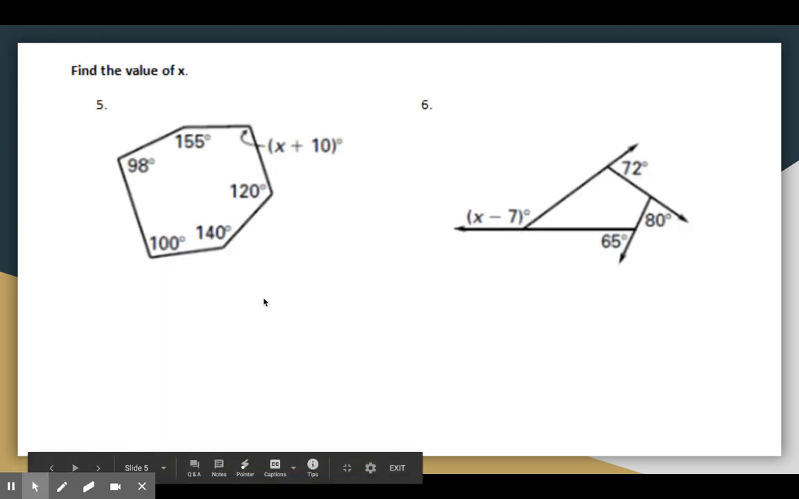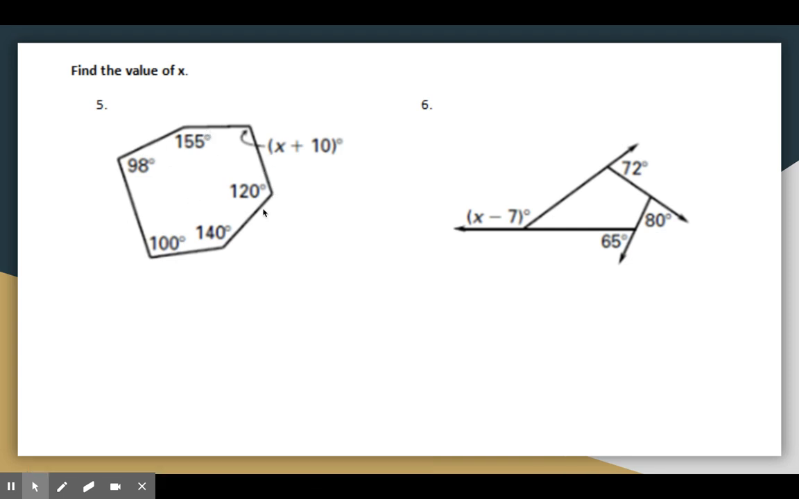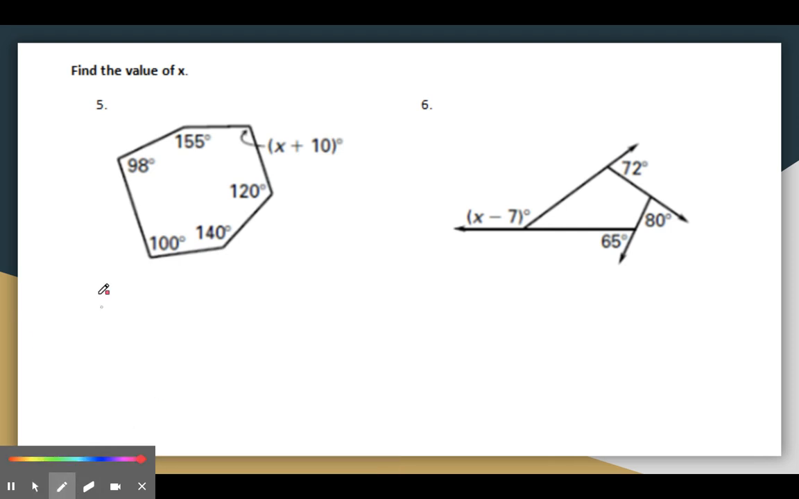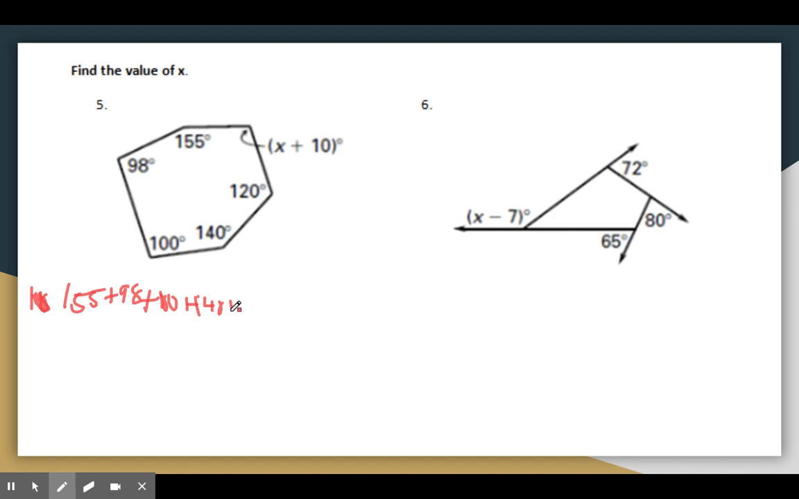Okay, find the value of X. Well, you remember we need to find out how many degrees are in the shape. We see that it has 1, 2, 3, 4, 5, 6 sides in it, which we just got done saying that a 6-sided shape in the question before has 720 degrees, which means that we combine all of these and it has to add up to 720. So we add them all together: 155 plus 98 plus 100 plus 140 plus 120 plus X plus 10.